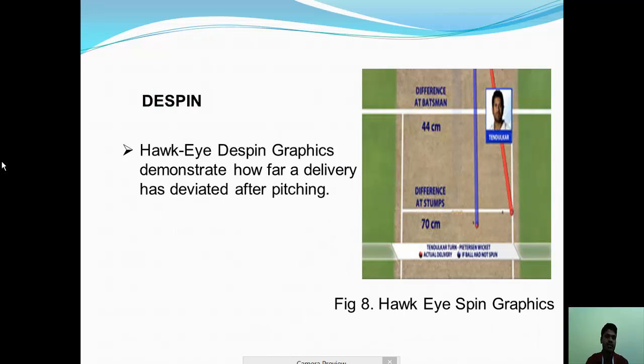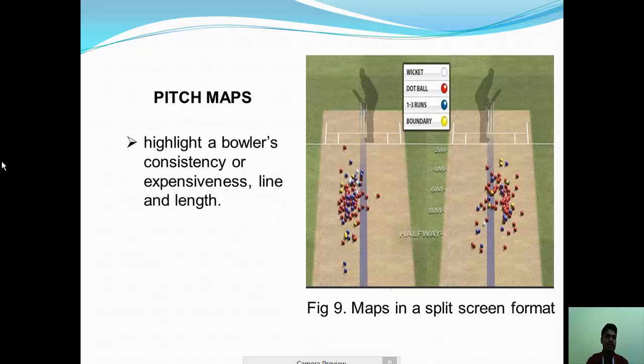D-spin. The D-spin graphics demonstrate how far a delivery has deviated after pitching. Based on the previous image, it gives an approximate image in the present for the present ball. Whether it is deviating away from the wicket or into the wicket can be predicted based on the previous image analysis.